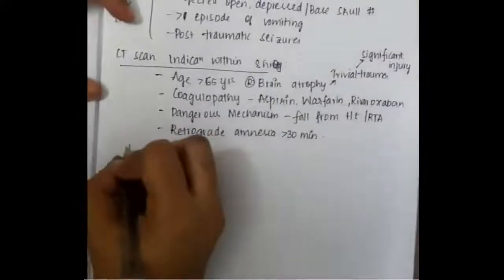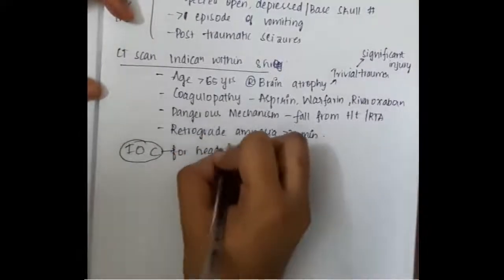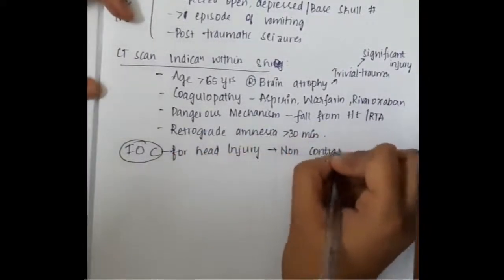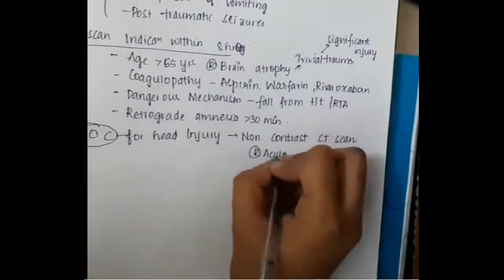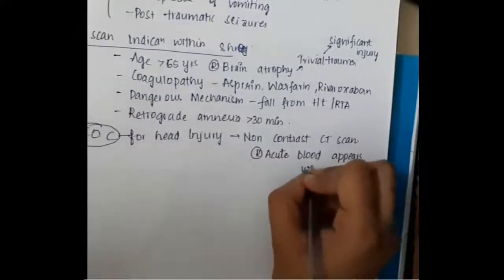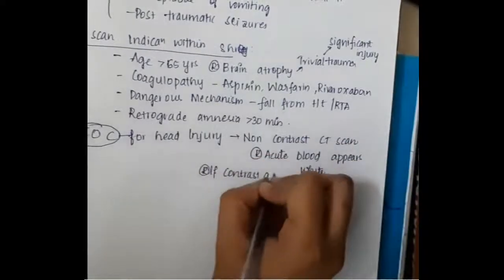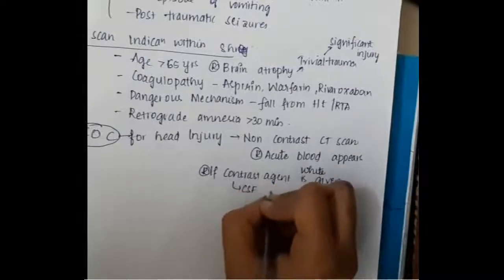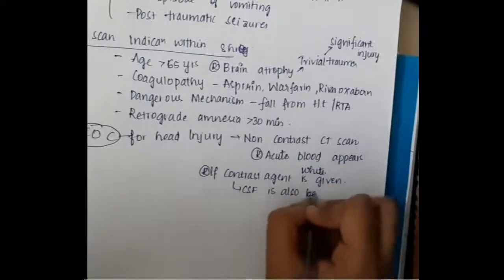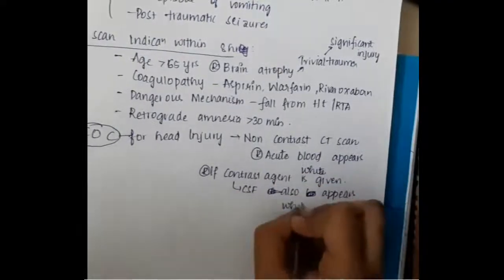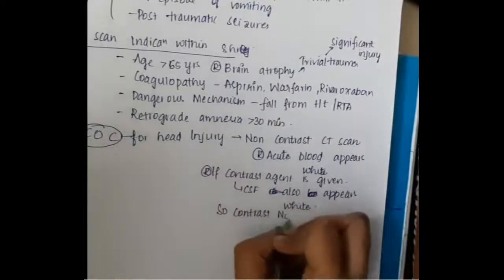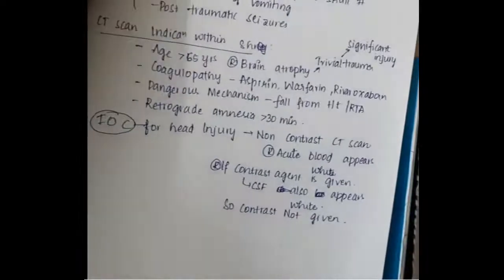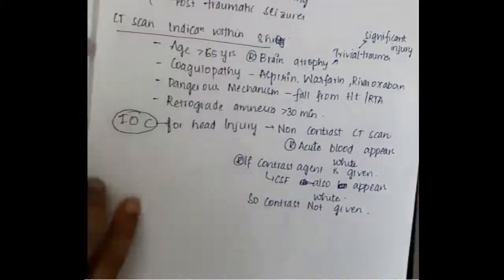Now the investigation of choice for head injury is non-contrast CT scan, because acute blood appears white here. If contrast is given, CSF also appears white, and there will be confusion between the CSF and acute blood. As a result, contrast is not given, so we do a non-contrast CT scan for head injury.